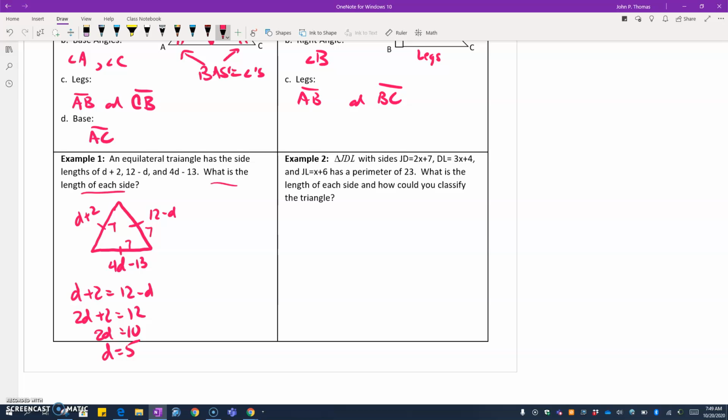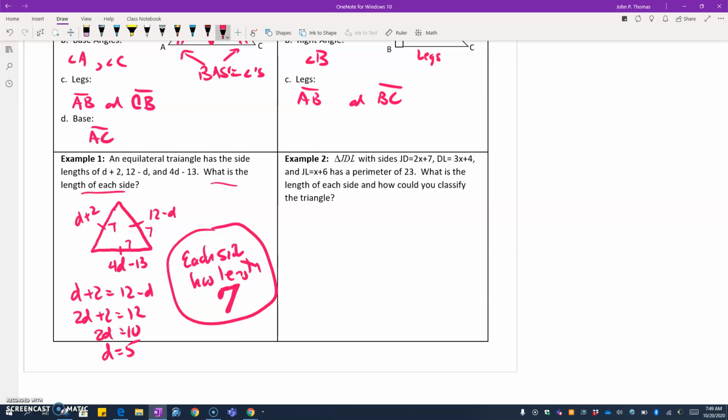All right, so each side has length 7, my apologies. Because we're taking our 5, we're plugging it in, and we're finding the actual length of the side, which is 7.